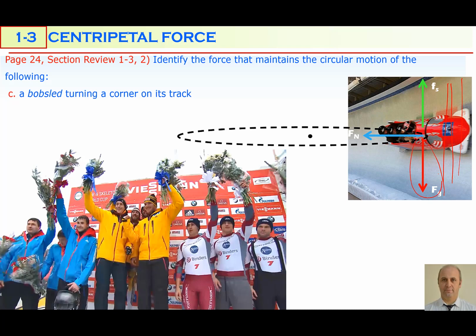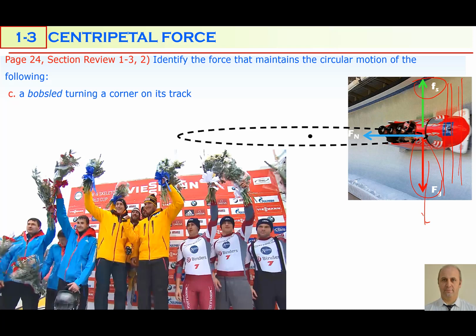One of them is the gravitational force down. The second one: because there is some knife under the bobsled, it makes some traces on the ice, and then a kind of static friction acts in the opposite direction of the tendency of skidding. And normal force, of course, by the wall.